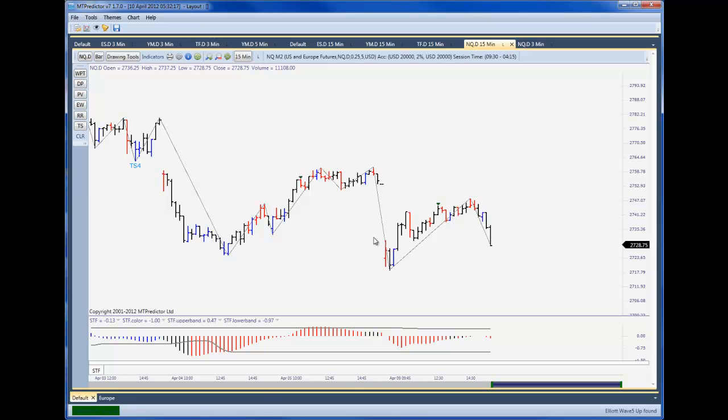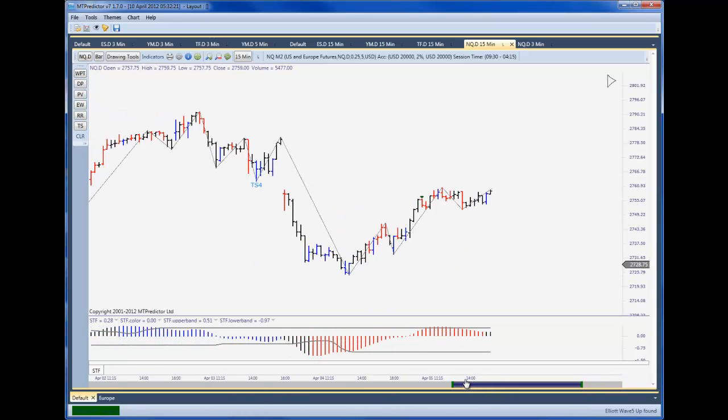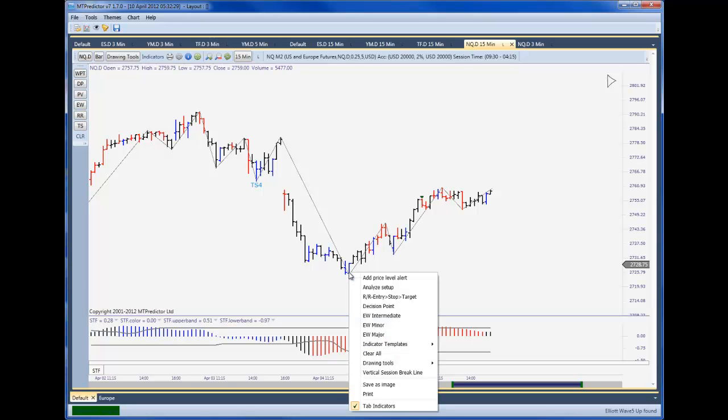Let's now look at the 15-minute chart, and we'll put some of our decision points on the chart. Remember, these are leading indicators, so they go on the chart before the market even gets there. So here we would have seen a prior pivot here.